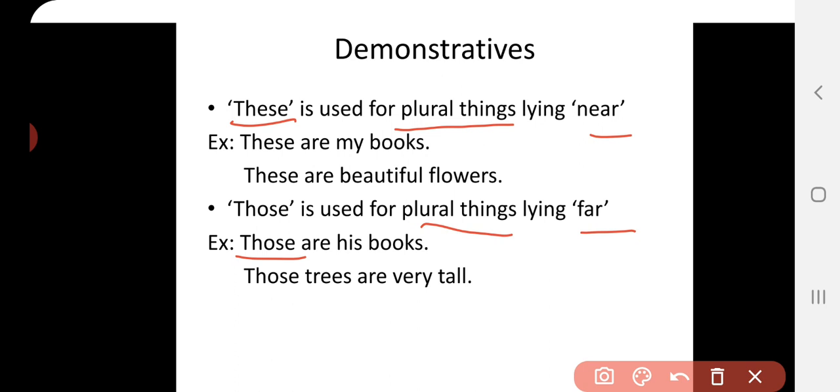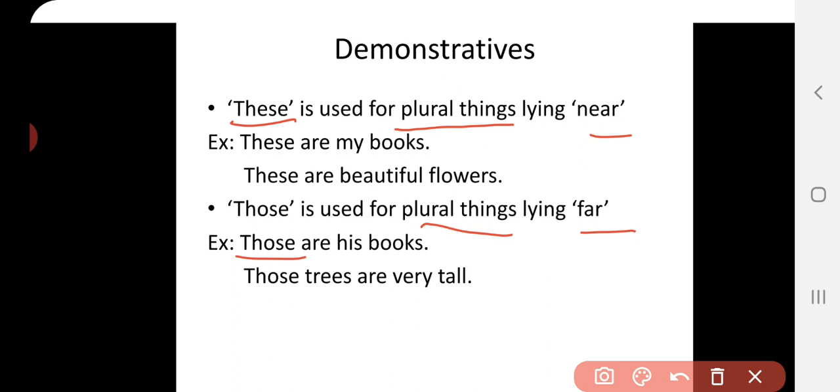These are my books. If there is a singular book and that book is near, I use the word this: this is my book. But if I have more than one book, plural things, then I will use these are my books if the things are near me. These are beautiful flowers. There are a lot of flowers and they are near to me, and I'm referring to those flowers and saying that these are beautiful flowers.